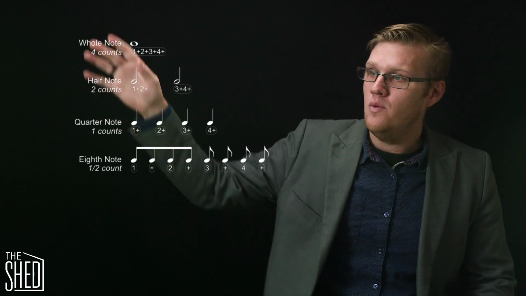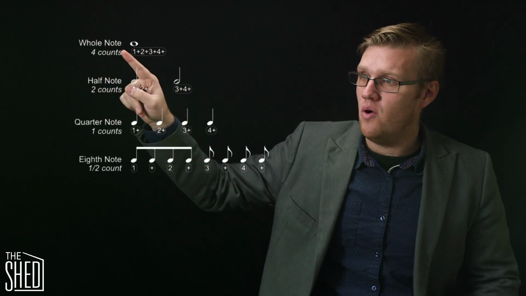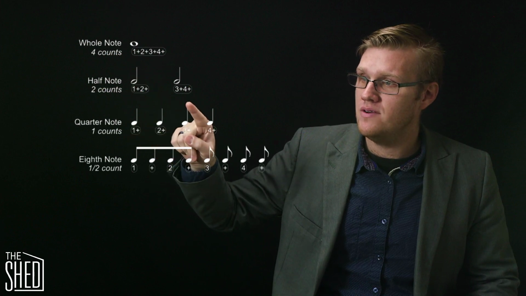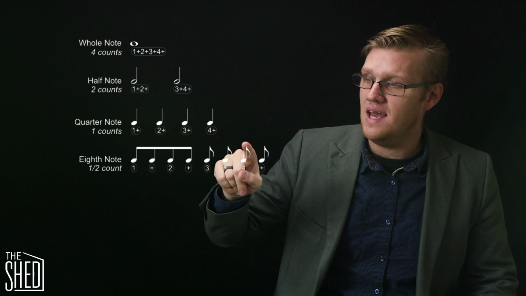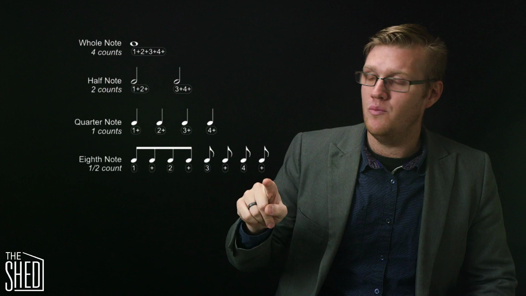So these are the level 1 notes, and we can see that they're all related here. So we have our whole note divided in half, we get 2 half notes, and then quarters divided in half, and then divide that in half one more time. All right.